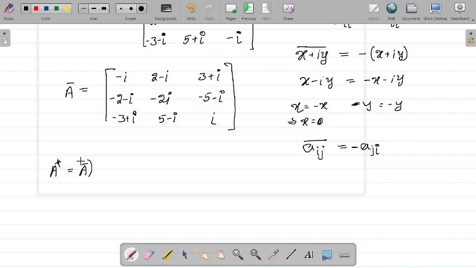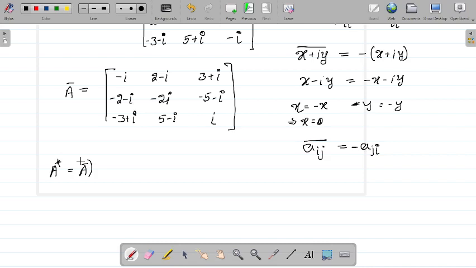So in a Hermitian matrix, the diagonal entries must be purely real numbers, whereas in a skew-Hermitian matrix, the diagonal entries are purely imaginary numbers. But when it comes to skew-symmetric matrices, the diagonal entries must be 0, because there you are taking real entries, so there is no question of imaginary. That's why the diagonal entries are 0 for a skew-symmetric matrix.